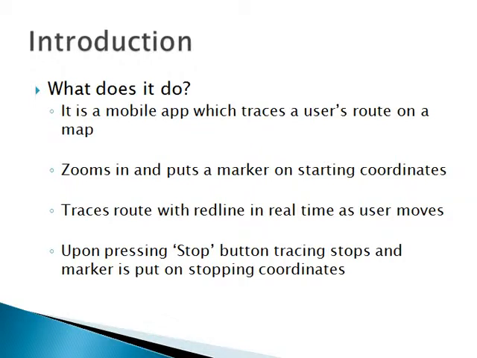From this point, whenever the user moves, his path will be recorded on the map until the user decides to terminate the Tracing app by pressing the stop button. Upon pressing the stop button, the app will terminate the tracing and insert a marker on the stopping point.